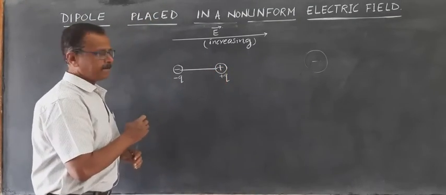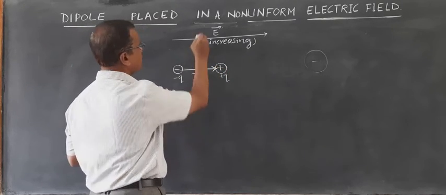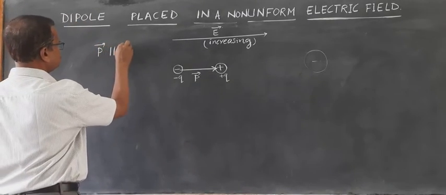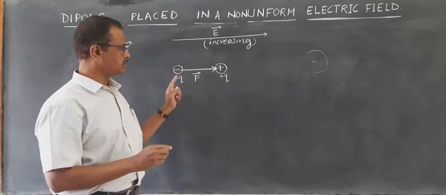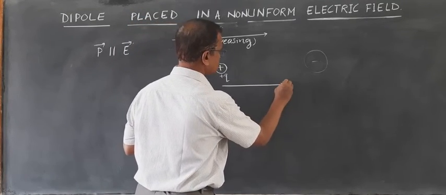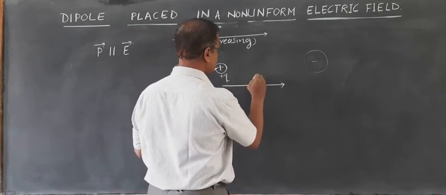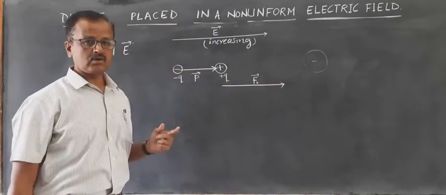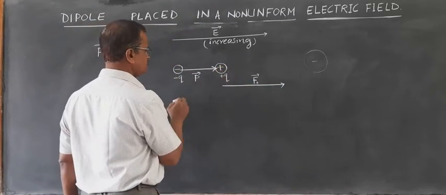Assume that this is the dipole with its dipole moment P parallel to the electric field. In the first case, P is parallel to the electric field, meaning the dipole moment and electric field are in the same direction. Then what happens? The plus Q charge experiences an attractive force, a strong force in the direction of the electric field. This is F plus, the force experienced by the plus charge.